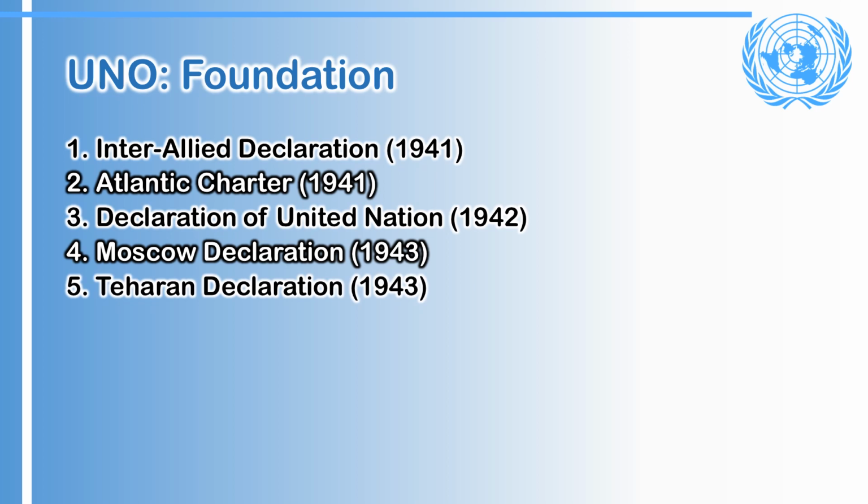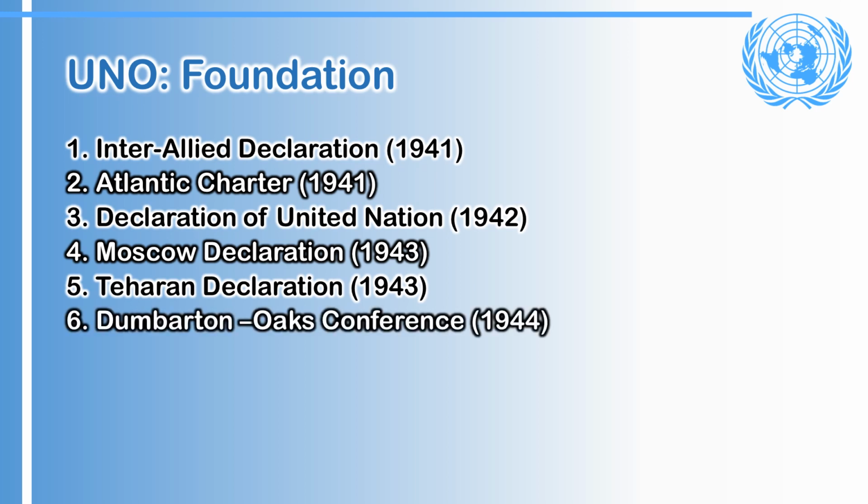Tehran Declaration in 1943. The Tehran Declaration is an important effort to establish the UN. The declaration was signed by the Soviet Union, Great Britain, and the USA. Dumbarton Oaks Conference in 1944. The four powers joined together to elaborate the legal basis of the future international organization. It drafted the Charter of the UN and made basic structures for the General Assembly and Security Council.